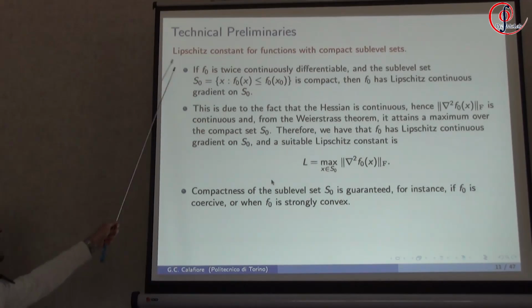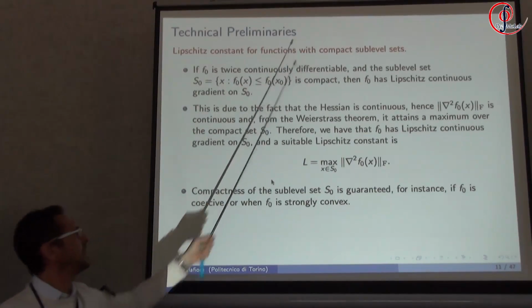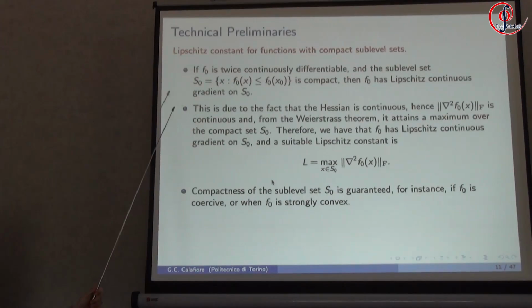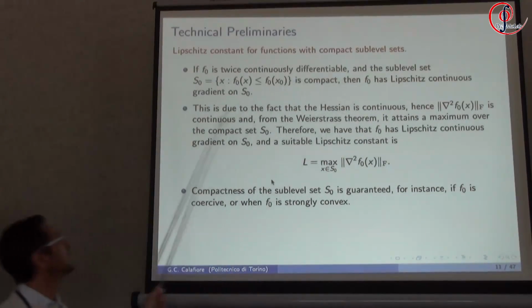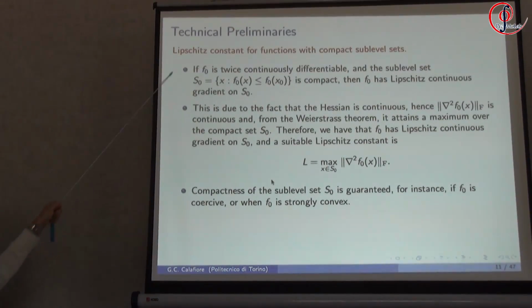Also, we have that when the function is twice differentiable and the sublevel set is compact, then f0 has Lipschitz continuous gradient. So this point here actually gives us a sufficient condition that guarantees the fact that the gradient is Lipschitz. Sometimes it's not so easy to see if the function has a Lipschitz continuous gradient, but for instance in this case, this is a sufficient condition for that to hold.